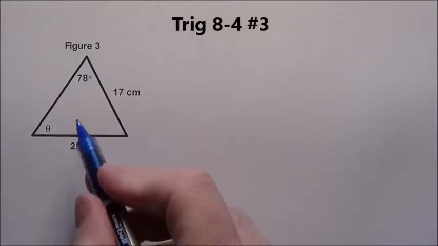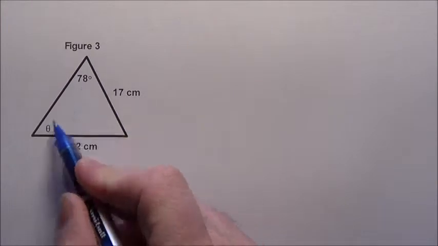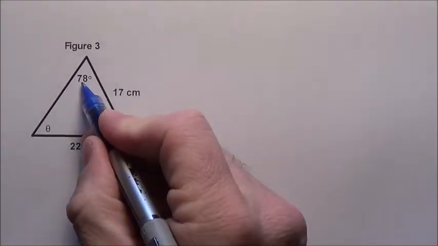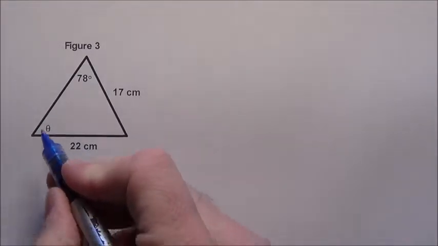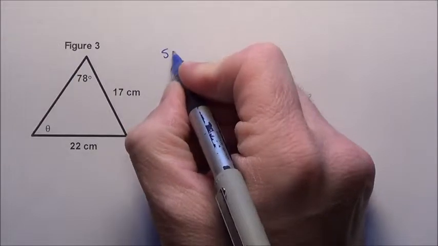Alright, figure 3. It gives me an angle and asks me to find theta, the other angle here. As soon as I see two angles, I'm thinking, hey, this is probably law of sines. I have the 78. I have a measurement across from it. I'm trying to find this angle. I have the side across from it. Yep, that's going to be law of sines.